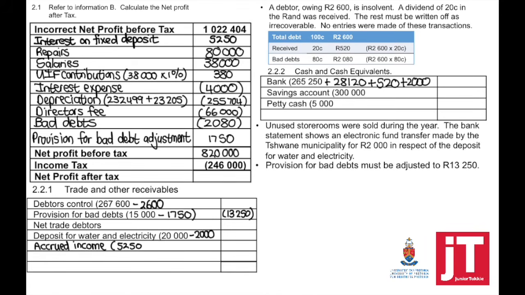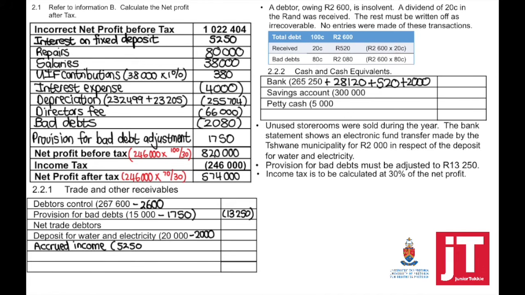We can now calculate the net profit before tax by taking the incorrect net profit before tax and plusing and minusing all those amounts, and that equals the net profit before tax. To calculate the net profit after tax, we take the net profit before tax minus the income tax equals the net profit after tax. But if you look at the adjustments, income tax is to be calculated at 30% of the net profit. So I could have also used that percentage.